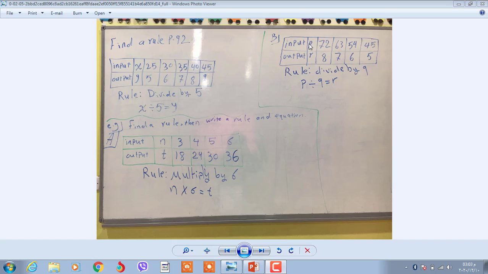So input is p and because the input is greater than the output, we use divide, by what? Divide by 9, because all numbers in the input divided by 9 equal the numbers in the output. 72 divided by 9 equals 8. 63 divided by 9 equals 7, 54 divided by 9 equals 6, and 45 divided by 9 equals 5. And the rule is divide by 9, and all numbers p divided by 9 equal r, so the equation is p divided by 9 equals r. This is 9, student. This is not q, okay? Now we are going to solve the practice.